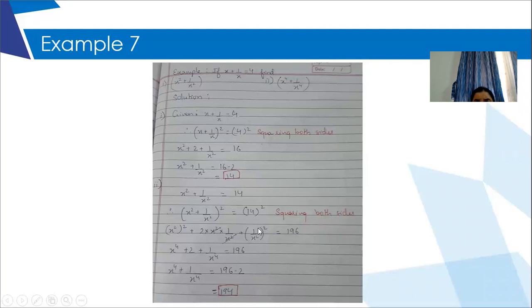And this square will be applied to both numerator and denominator. So 1 square is 1 only. And x square raised to the power 2 will become x raised to the power 4, is equal to 196. Now again you will transpose this 2 to the right side. It will become minus 2. And this is 194. x raised to the power 4 plus 1 upon x raised to the power 4 is 194. So this is the answer for the second part. Please note it down.